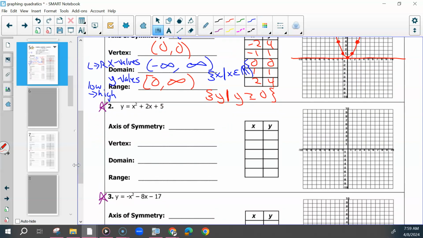So let's start with axis of symmetry. If you need to label your ABC, do that. How would I set up that formula? Negative 2 over 2 times 1. So our axis of symmetry is what? X equals negative 1. And then put that into all of your x values to find your y value.